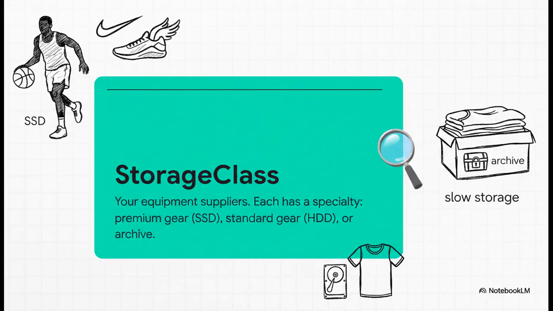All right, the first piece of this puzzle is something called the storage class. Think of these as your different equipment suppliers. You've got your premium supplier, right, for the superstars who need the fastest, best gear. That's going to be your high-performance solid-state drive, your SSD. Then you've got your standard supplier for all the everyday needs, kind of like a regular hard disk drive. And of course, you have the archive warehouse for, say, old jerseys. That's your cheap but slow storage.